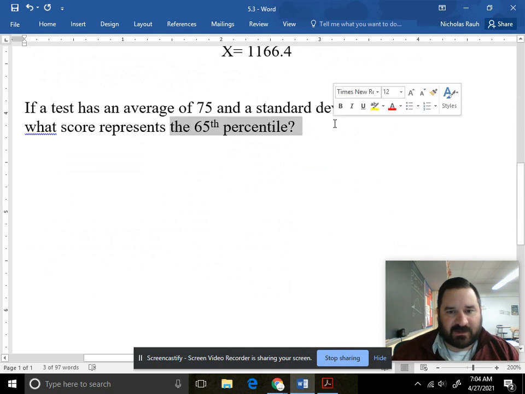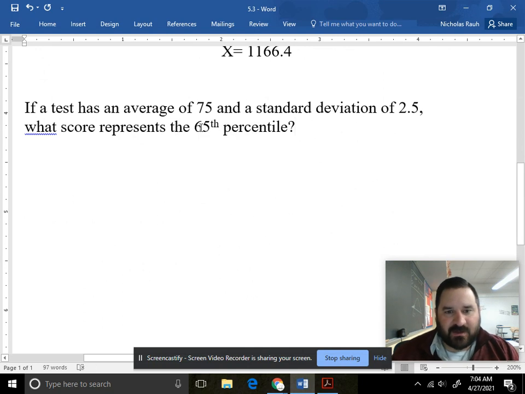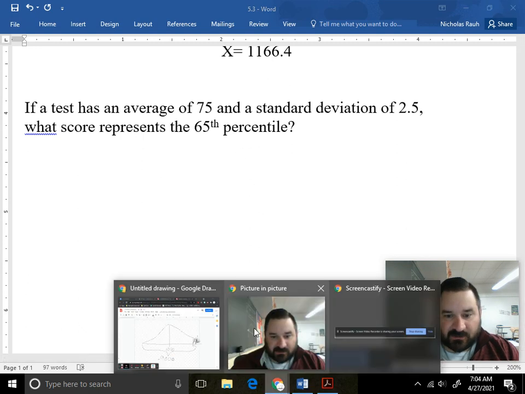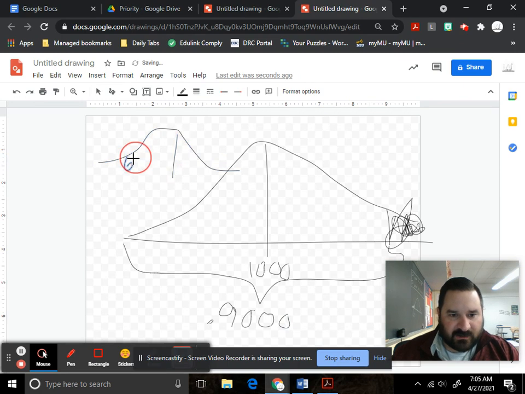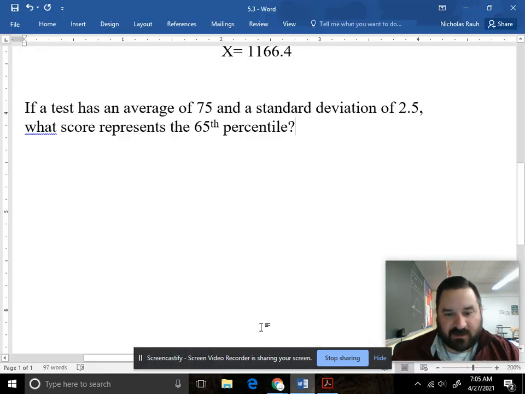And this last one, if you ever see anything about percentiles, don't worry about it. 65th percentile means you did better than 65%. So for this problem, what score represents the 65th percentile? Here's your curve. Basically, we're saying you did better than 65%. So you're going to look on the chart for 6500, find the closest thing to it, get a z-score, and plug it into that formula.